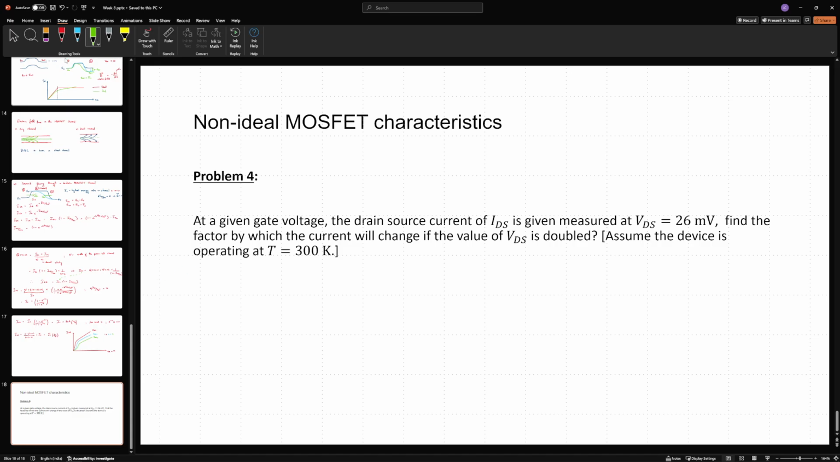The catch about 26 millivolts is the following: KB T, KB into 300 Kelvin, is equal to 0.026 volts, or 0.0257 volts, which is approximately equal to 26 mV. So this is essentially the thermal voltage, V thermal, at 300 Kelvin.